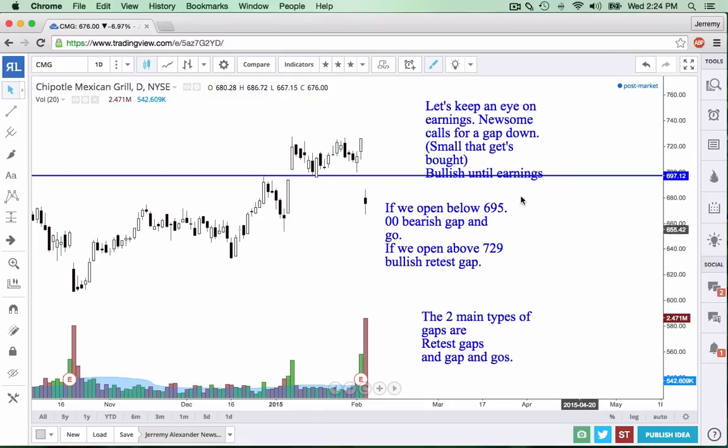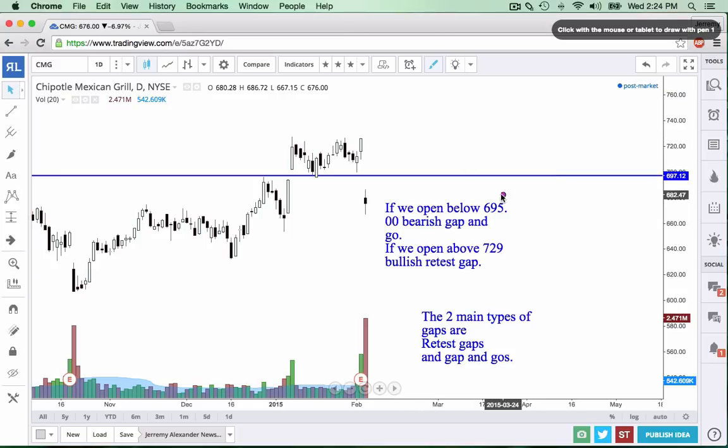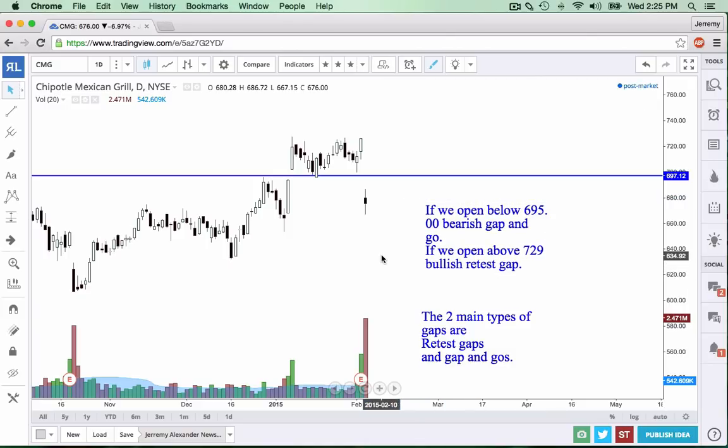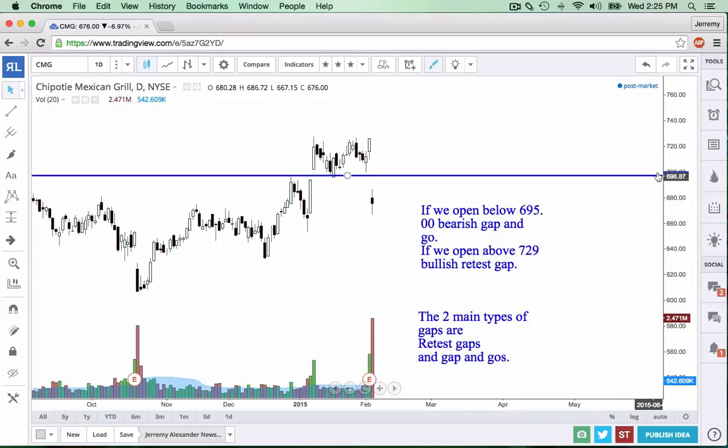So this was my trading plan on CMG from yesterday, before earnings came out. And I called for a small gap down. This is a pretty small gap down. I didn't think it was going to be that. It's actually bigger than I thought, but there you go. So my plan was, if we open below 695, bearish gap and go. I don't know why these two zeros are there, but anyway, bearish gap and go. And if we open above 729, bullish retest gap. So let's explain what that means, and let's talk a little bit about it.